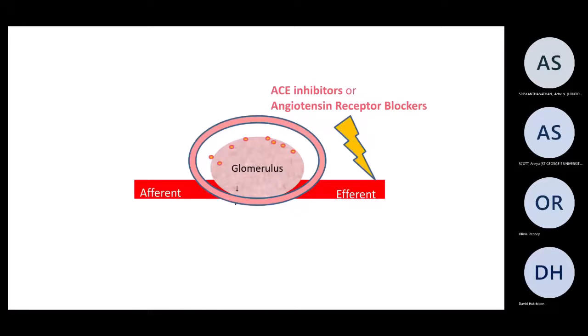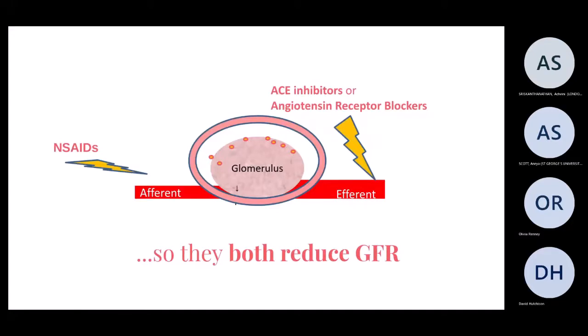And very similar effect will be had by NSAIDs through a different mechanism. So the NSAIDs, because they inhibit prostaglandins. Prostaglandins generally dilate things, and so if you get rid of prostaglandins by using NSAIDs, they will constrict your afferent arteriole, and so by doing that, you've got less blood arriving through the afferent arteriole, and therefore less blood is going to be filtered through the glomerulus, and so it will reduce your GFR. So that's a sort of picture way of thinking about it.